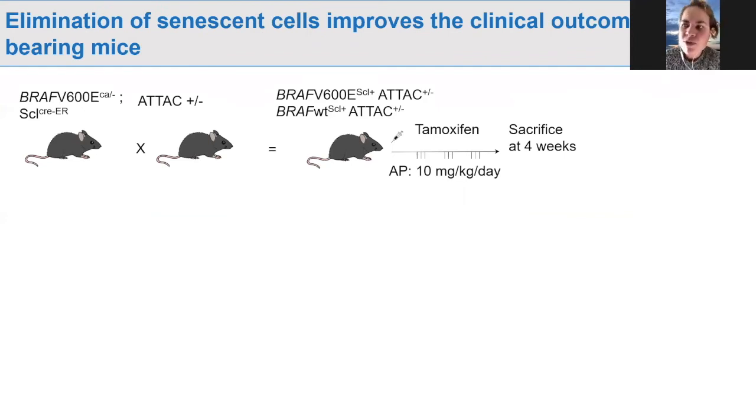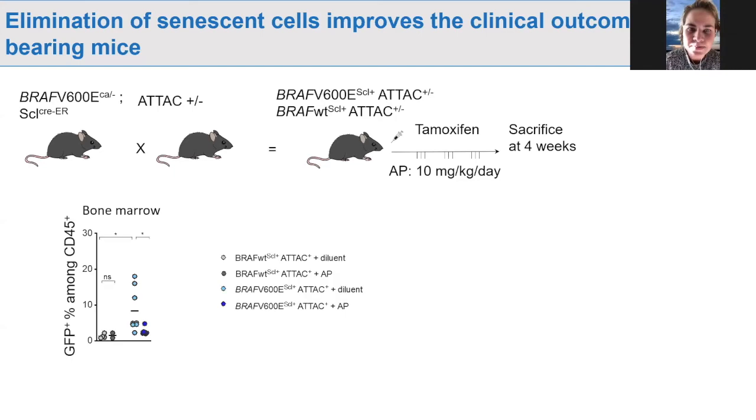Finally, to confirm the central implication of senescence in LCH physiopathology, we aimed to selectively eradicate senescent cells. As there is no drug that is absolutely selective for senescent cells, we used another mouse model. To be brief, we crossed our previous mouse model that I already introduced with INK-ATTAC mice. In INK-ATTAC mice, senescent cells that are CDKN2A positive can be visualized by GFP expression and can be deleted upon administration of a drug.